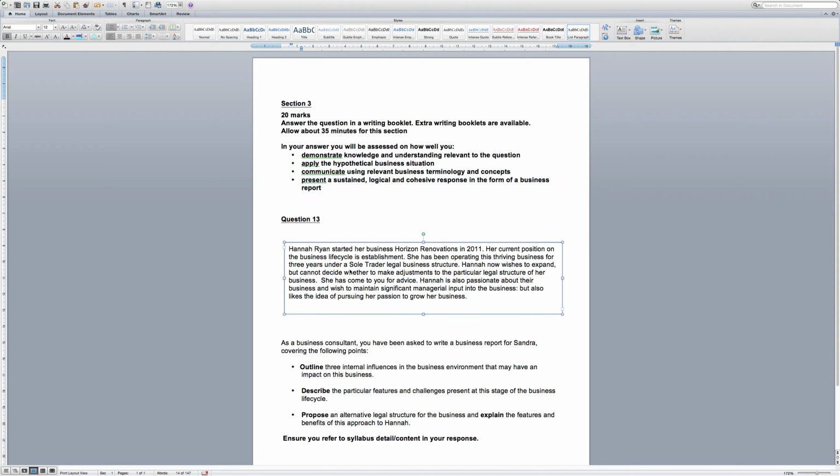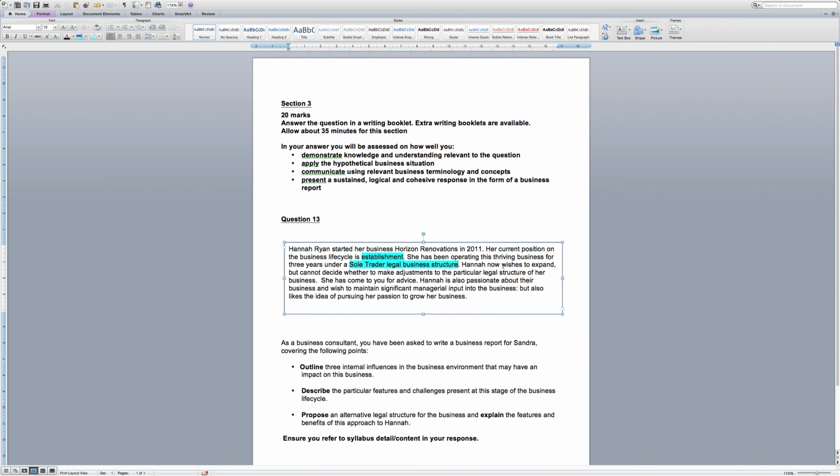If we look at the stimulus that we've provided here, the first thing I would be doing when I read the paper, or when I get the opportunity to pick up a highlighter or a pen, is to go through this stimulus and find the actual problems here. So this is Hannah Ryan, who started her business, Horizon Renovations, in 2011. Her current position on the business life cycle is establishment. So that's the first thing I'm going to highlight there, that she's in the establishment phase. She's been operating this thriving business for 3 years under a sole trader legal business structure. So she's a sole trader.